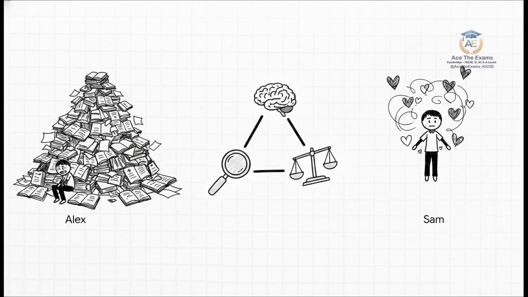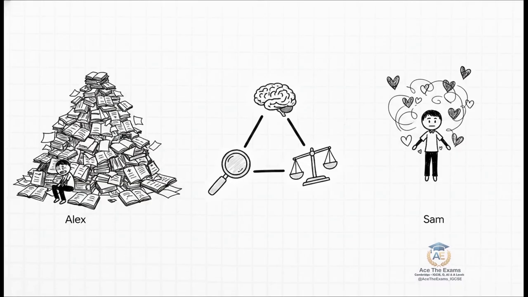I call it the 15-second structure scan. If I don't see the architecture of your argument in that first quarter minute, you are already fighting an uphill battle, and my digital red pen is waiting. Every syllabus points to these three cognitive domains: knowledge and understanding, which is your AO1, analysis, which is AO2, and evaluation, which is AO3.